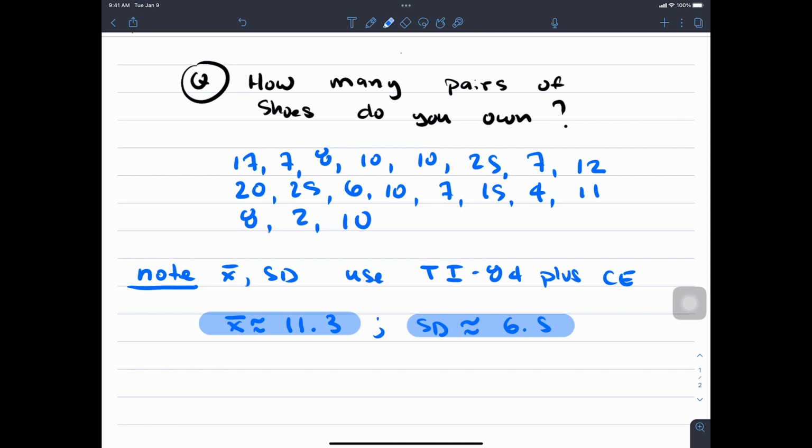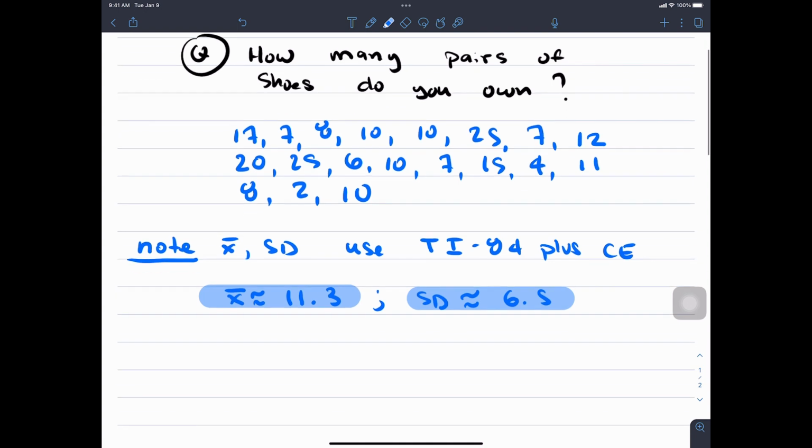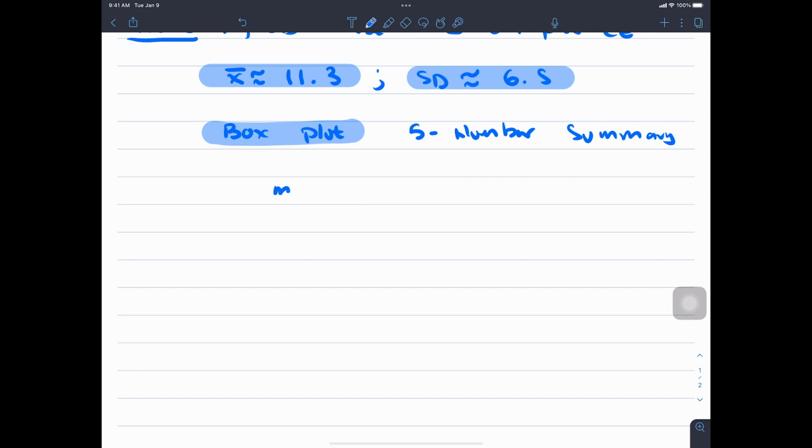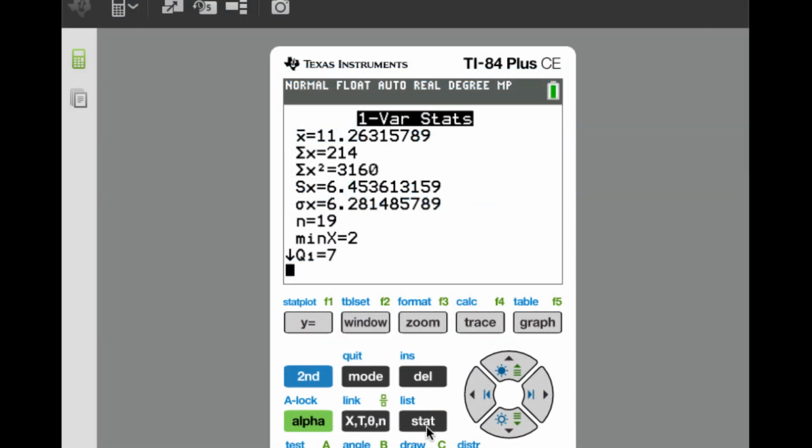Now remember, you also want to do this because you need the 5-number summary. So if you're going to do a box plot, and that's the whole idea, you need the 5 what? Number summary. So remember the definition. It's the minimum value, the first quartile, the second quartile, the third quartile, and it's the maximum. So, all right, let's go do this here.